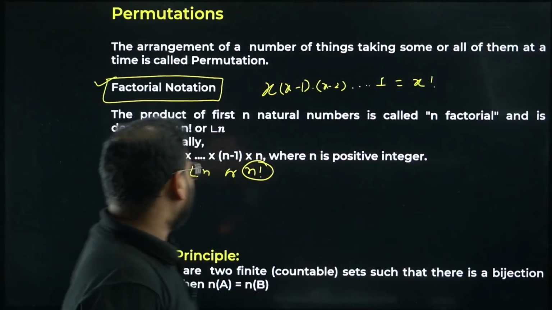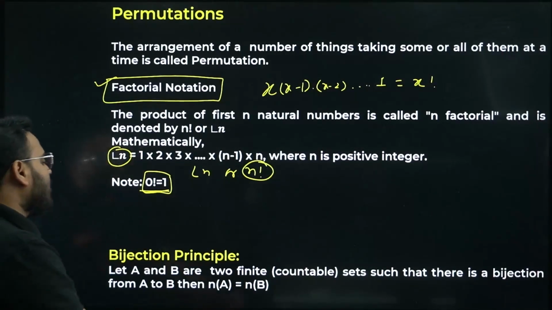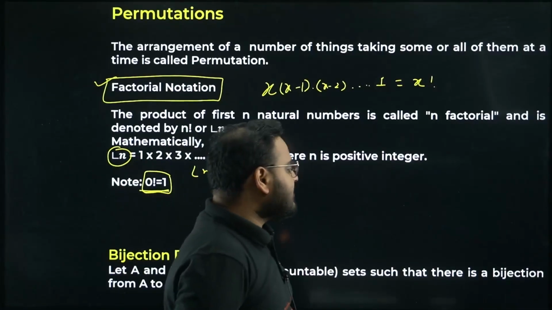So let's begin. Next is the bijection principle. Let A and B be two finite countable sets such that there is a bijection.